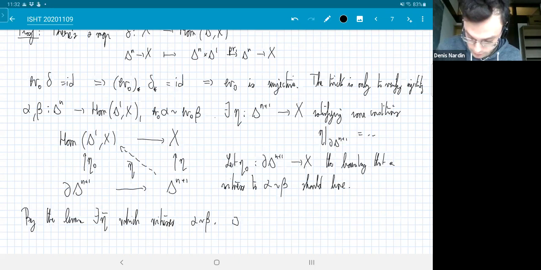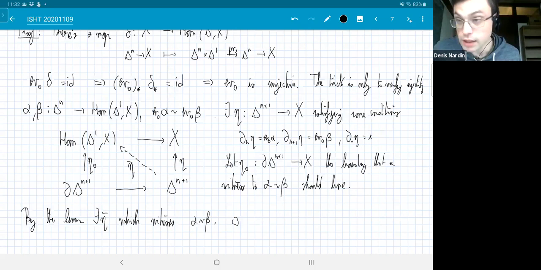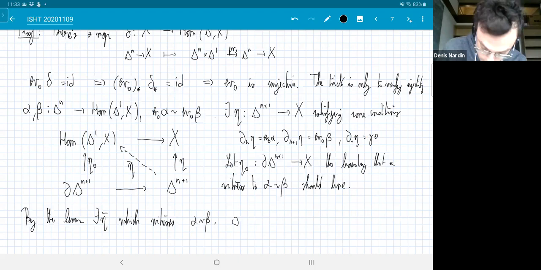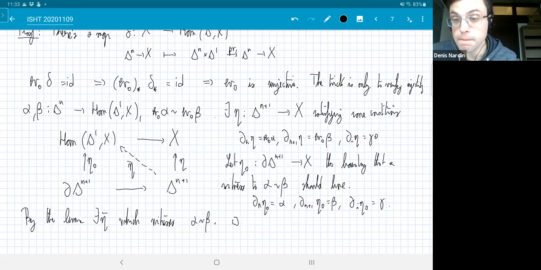So actually, let me spell it out. Sorry, evaluation at zero also. Eta is evaluation at zero of beta, and d_i eta is x, right? Sorry, gamma zero, we called it here. And let eta zero be the boundary a witness to the homotopy between alpha and beta should have. Concretely, this is alpha, its n plus one face is beta, and its other faces are just gamma. Okay? Is this clear? Yes, thank you.